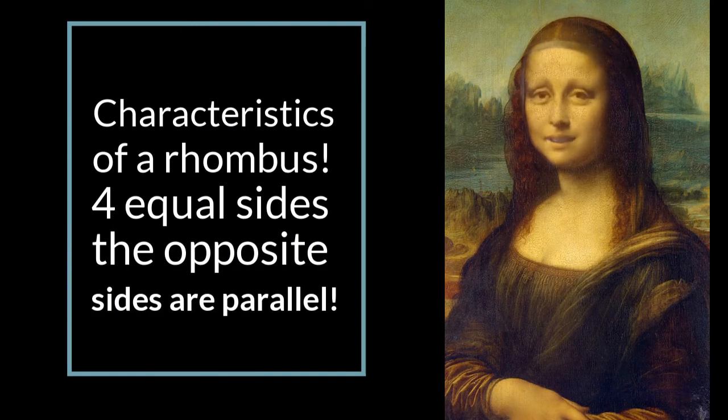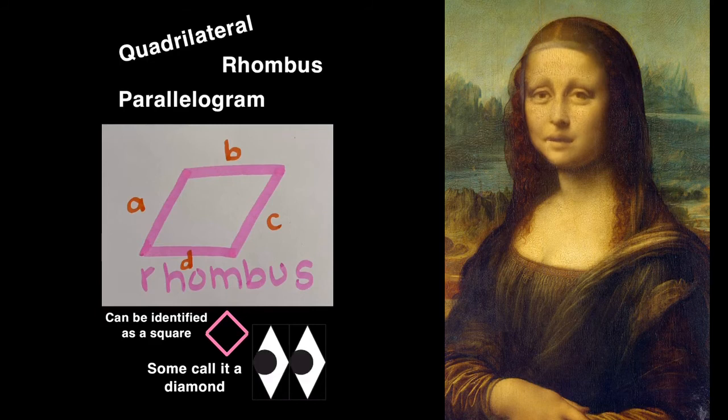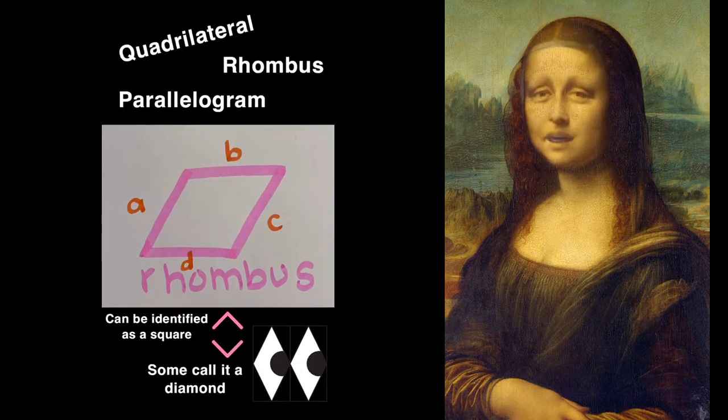This last beautiful shape is called a rhombus. A rhombus needs to have four equal sides, and the opposite sides are parallel to each other. So they can always be classified as a parallelogram, but they can sometimes be classified as squares as well.